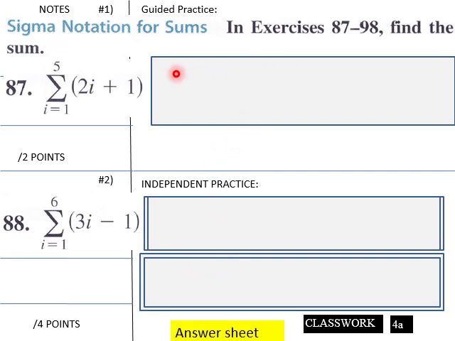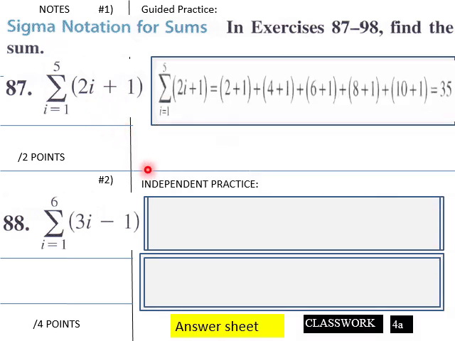So let's try one here. Find the summation here, students. For this one, upper limit 5, lower limit 1. Here's our index, 2i plus 1. When we plug in, we start at 1 and go up to 5. So 2i plus 1: 2 times 1, 2 times 2 is 4, 2 times 3 is 6, 2 times 4 is 8, 2 times 5 is 10. We add all that up, we get 35 for that one. I'm going to let you do this one on your own, students.